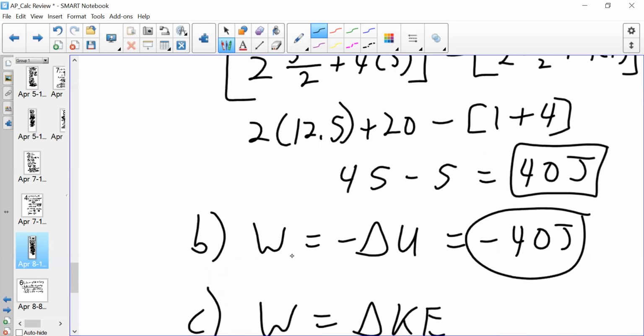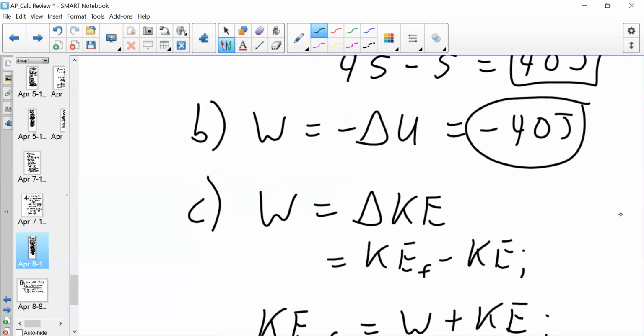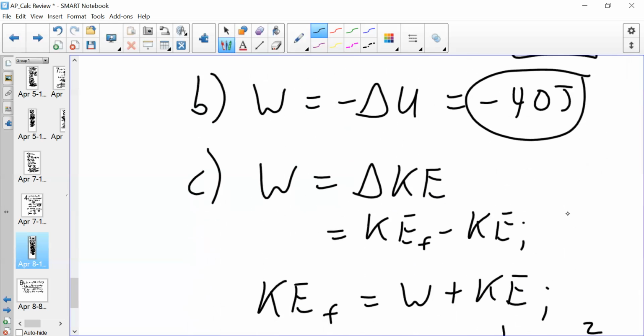For part B, the change in potential energy is the opposite of the work, so it's going to be negative 40 joules. We're falling, losing 40 joules of potential but gaining 40 joules of work. By the work-kinetic energy theorem, that's equal to 40 joules of kinetic energy. But the problem wants us to find the final kinetic energy under those other conditions.